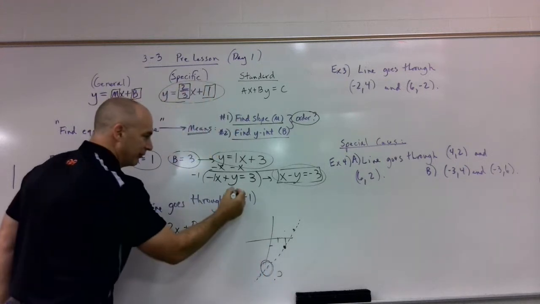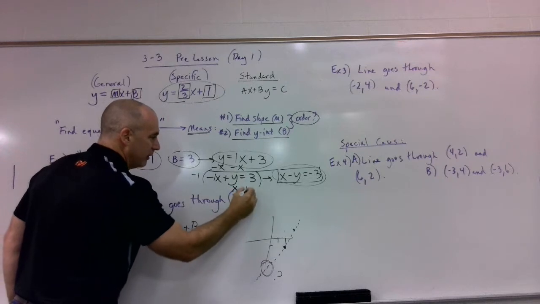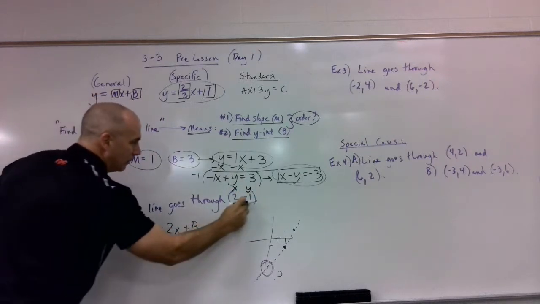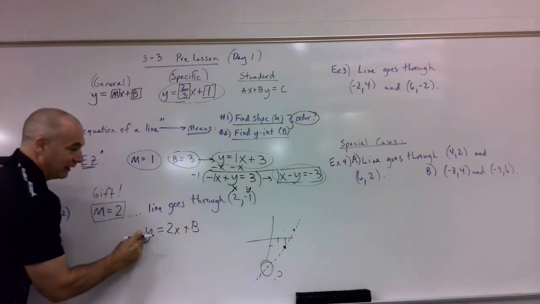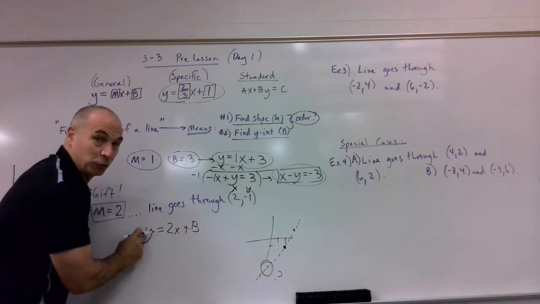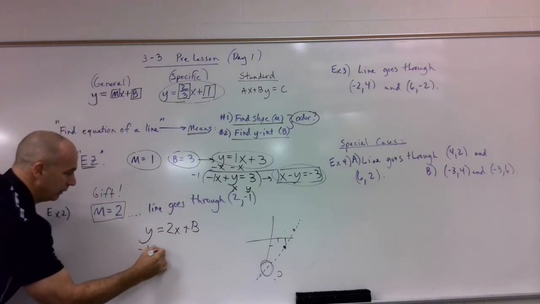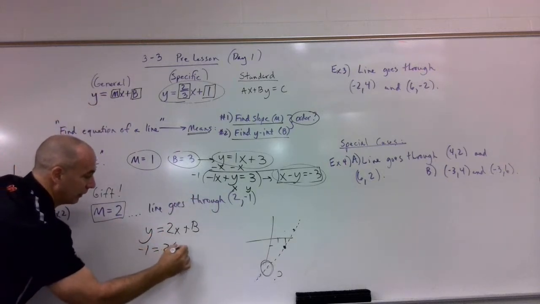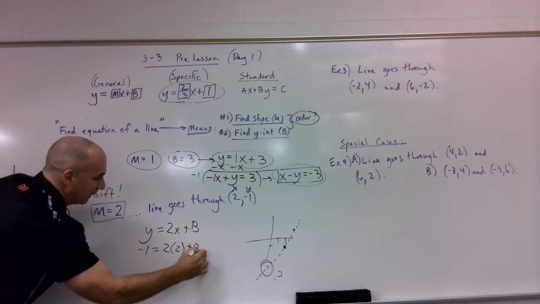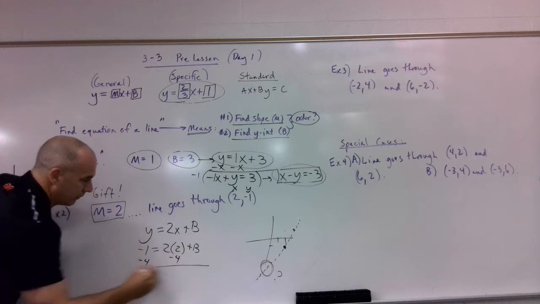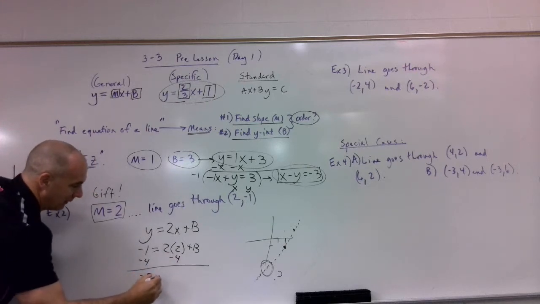And here's the trick. There's my x, there's my y, I'm going to put that x right here. I'm going to put that y right here. And the only variable left in that equation will be the letter b, and that's what I need to find. So -1 equals 2 times x plus b. Now 2 times 2 is 4, so I have to subtract 4, and I get -5 equals b.